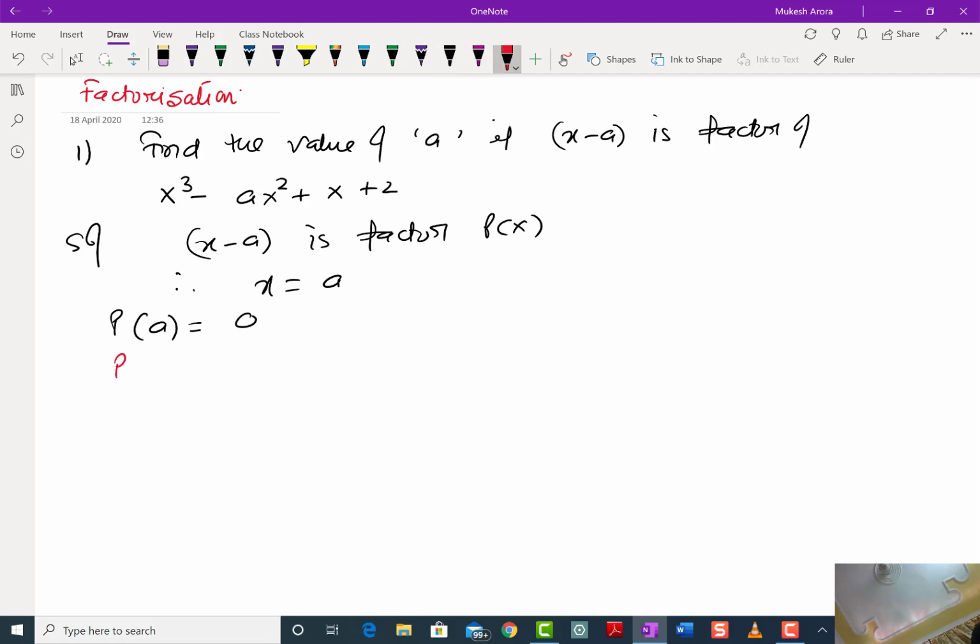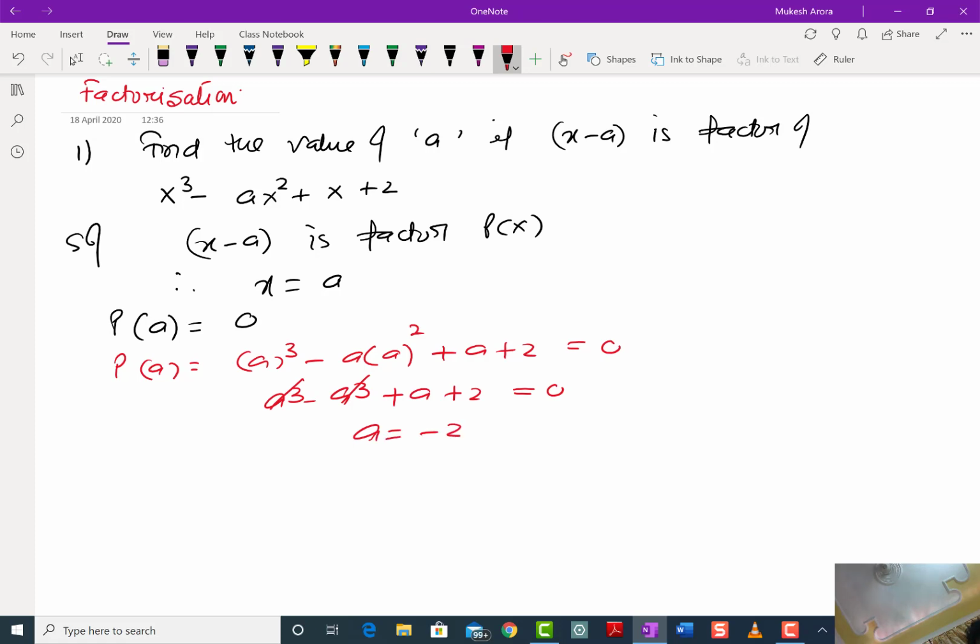So p(a) is equal to a raised to the power 3 minus a into a raised to the power 2 plus a plus 2 is equal to 0. A cube minus a cube plus a plus 2 is equal to 0. Cancel. a is equal to minus 2. Second sum.